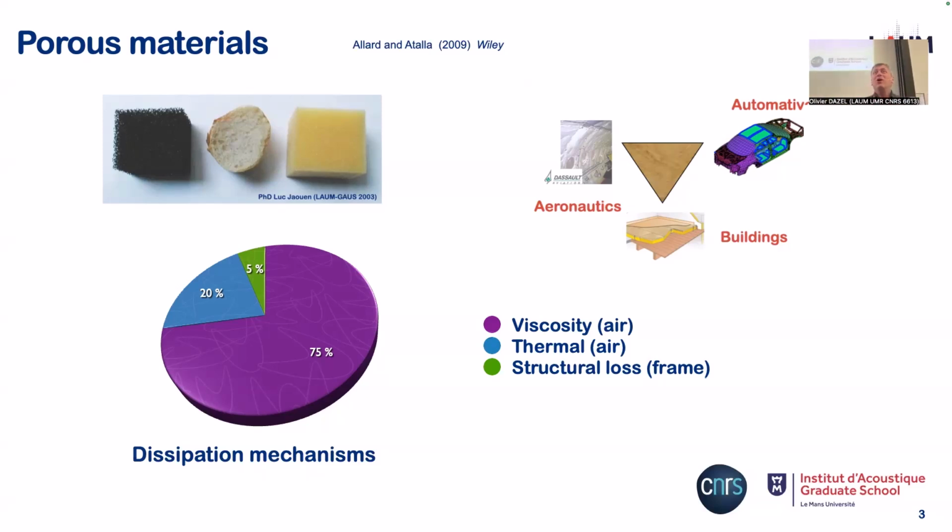So we have lots of dissipative mechanisms in air coming from these viscous and thermal effects, and also a part of the dissipation from the structure of the pore. Here I have a kind of balance about the repartition of these mechanisms in porous materials, but we can say that 75% is done by viscous effect in the fluid, the remaining part by thermal effects in the fluid, and just a small part in the structure. Okay, and so they are used in the transport industry, also in buildings, and we can control sound with them.